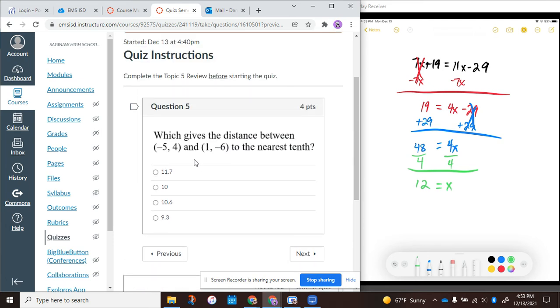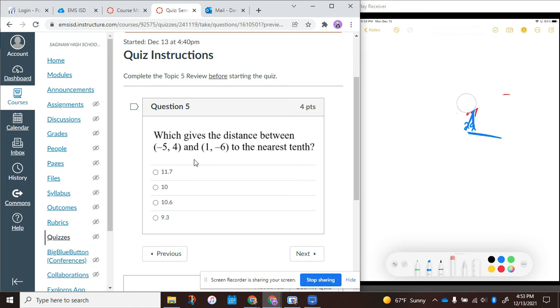Question number 5. Question number 5 out of 6. This is a pretty simple, straightforward question. It's asking which of these numbers gives you the distance between the 2 points. All right, this is where we got to use that formula. The distance between 2 points.